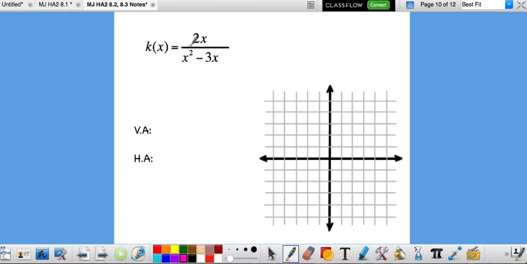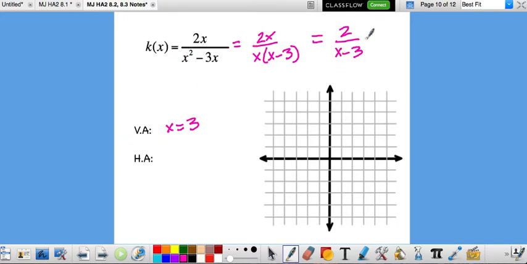For this one, 2x over x squared minus 3x. Well, first thing we're going to do is we're going to simplify. So you get 2x over, factor out an x. And then your x's cancel. So that would be like a hole. But remember, we're not really going to worry about that a whole lot. Our vertical asymptote is x equals 3, because that makes this 0. We don't care about 0 because those canceled out.